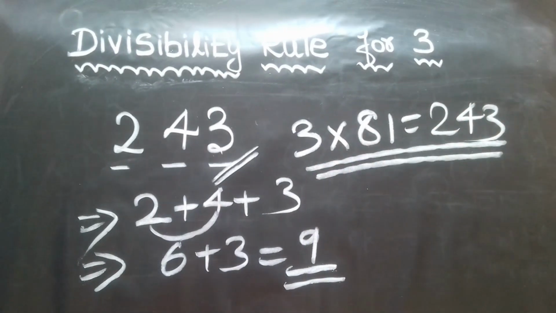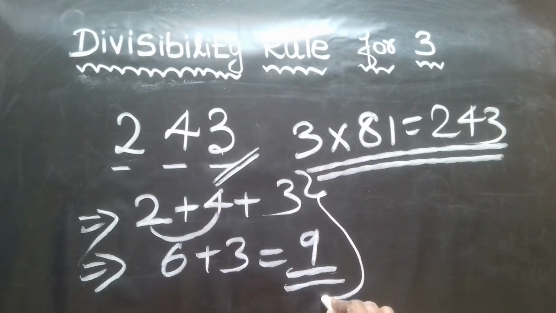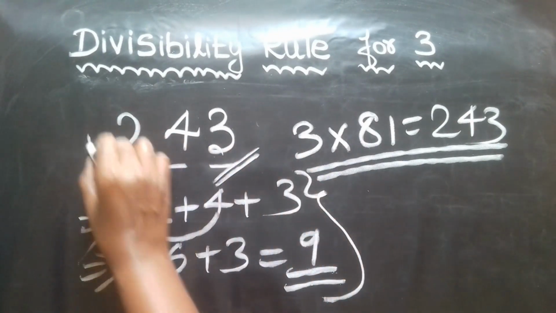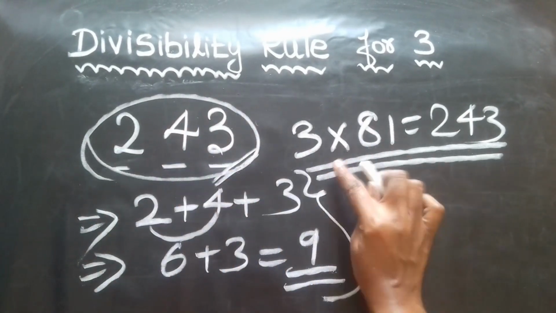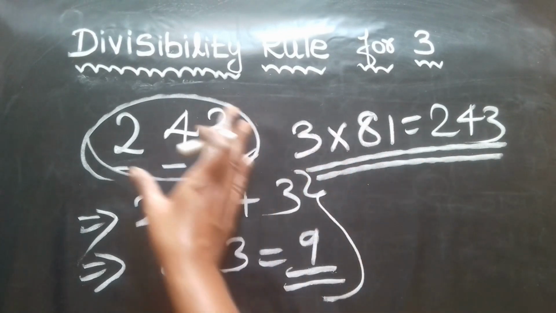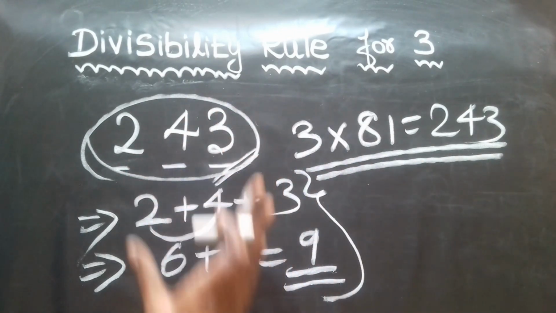which is 243. By doing the digit sum, we have verified that 243 is in the 3 times table, without doing this multiplication, just by the digit sum method.